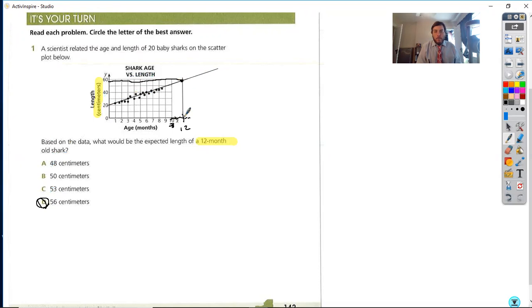So you're basically extending this trend out just by sketching a line of best fit and then seeing where that would be at about 12, right? Because they didn't give us exact data points, we're not going to use our calculator for this one, and 56 is a good estimation.